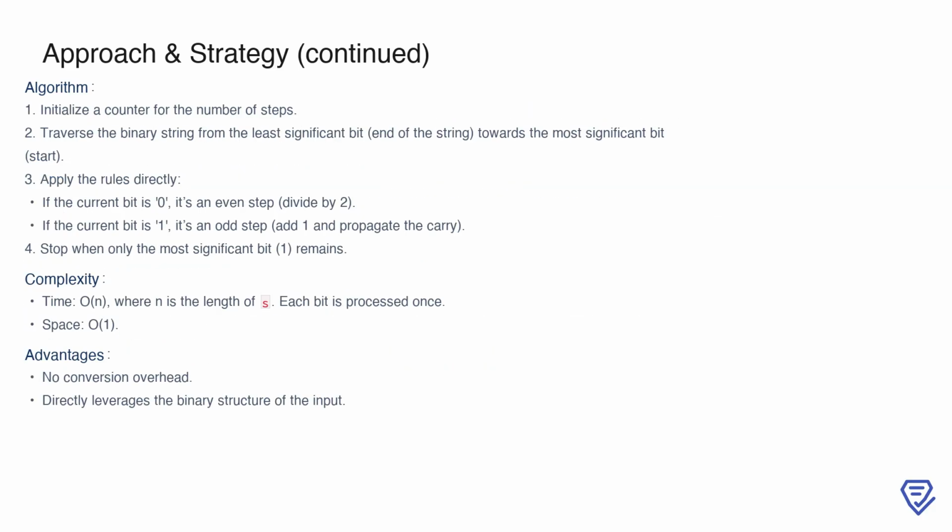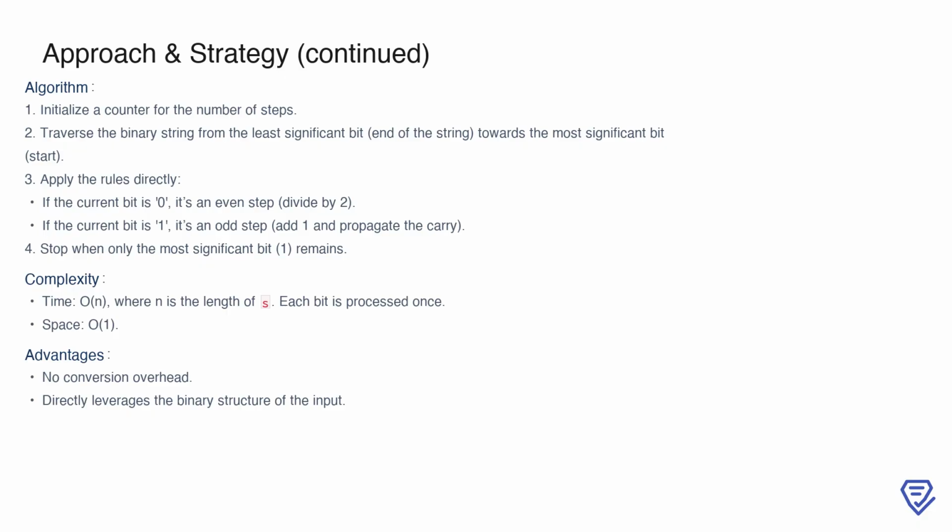The optimized algorithm builds on the insights of directly manipulating the binary string. To implement this, we start by initializing a counter to keep track of the total number of steps. Then, we traverse the binary string starting from the least significant bit, which is the last character of the string, moving towards the most significant bit at the beginning. For each bit, we apply the rules.